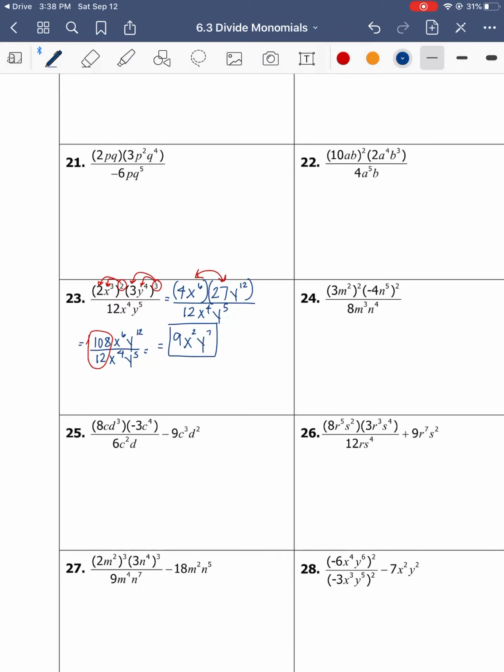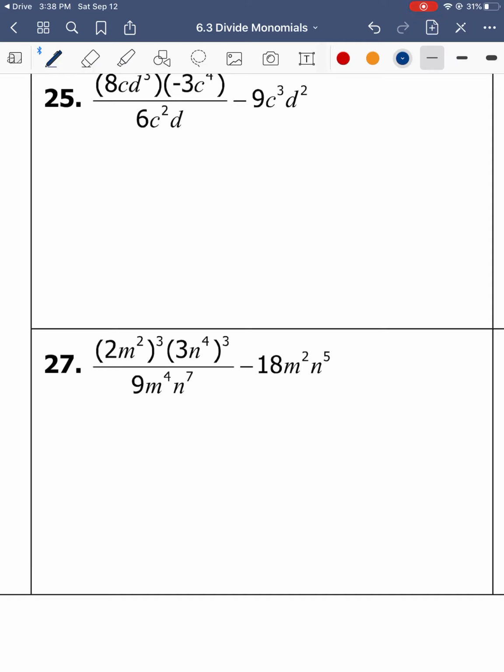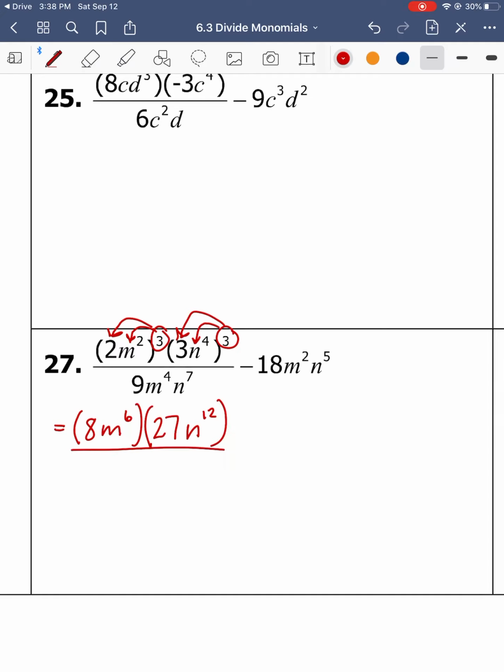Awesome. Let's do one more with a subtraction at the end. So let's look at number 27. Okay, so we're doing the exponents first as usual. So let's rewrite this. We have 2 cubed, which is 8, and then m squared raised to the 3rd power, so m to the 2 times 3 is 6. And then we have 3 cubed, which is 27. And then n to the 4 times 3 is 12. n to the 12th. Okay.